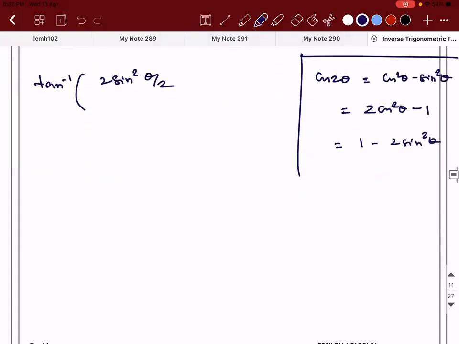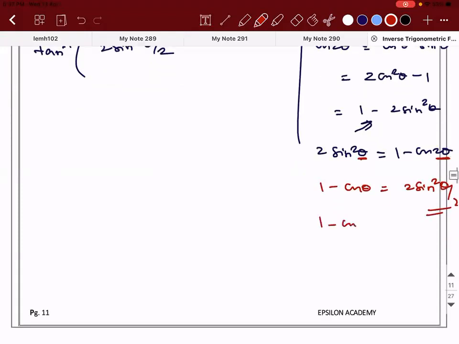Accepted. Now, cos 2 theta, if I take this formula, I take cos 2 theta to the right and 2 sin square theta to the left. Can I write it as 2 sin square theta is equal to 1 minus cos 2 theta? Then apply the half angle formula. If it is 2 theta here, you are getting sin square theta. Then if it is 1 minus cos theta, it would have been 2 sin square theta by 2. If it is 1 minus cos theta by 2, it will be 2 sin square theta by 4.